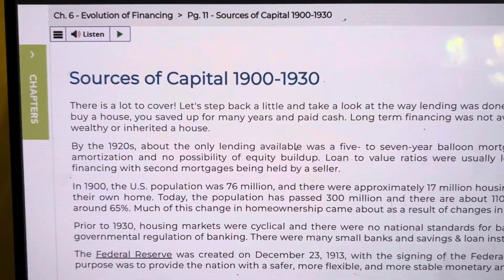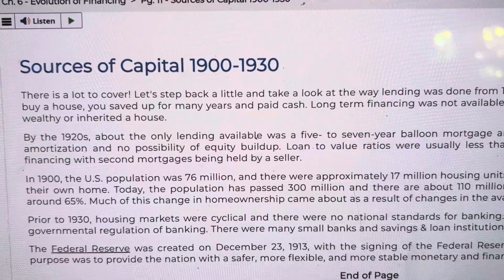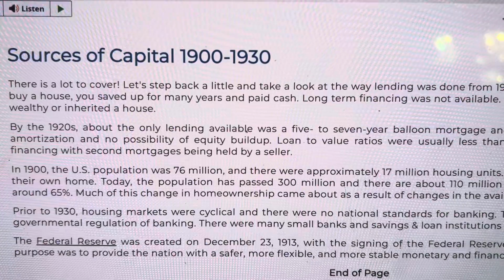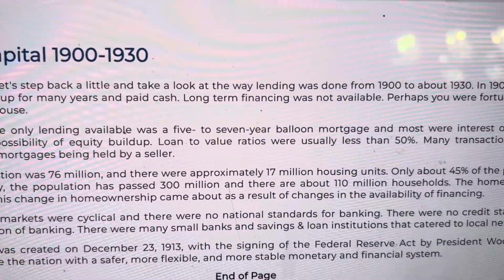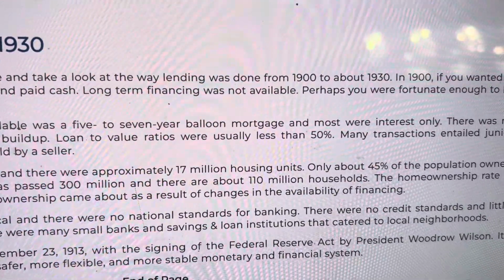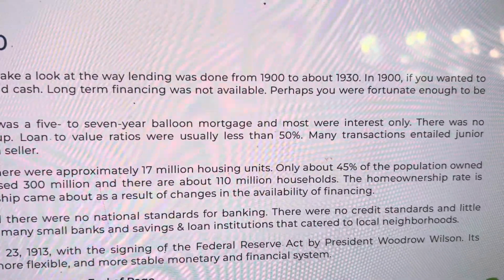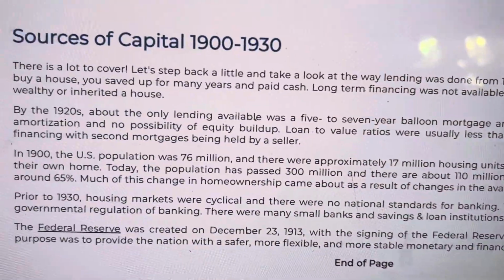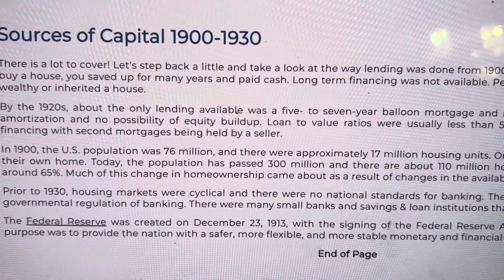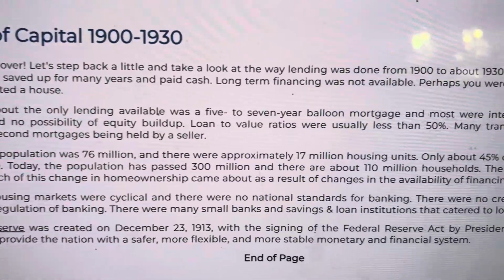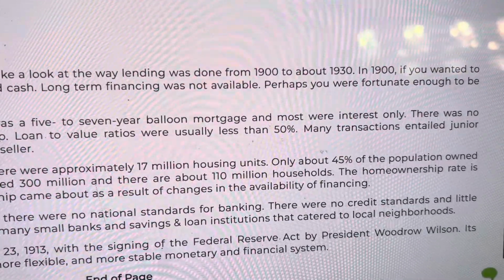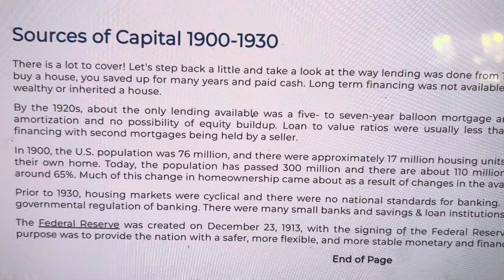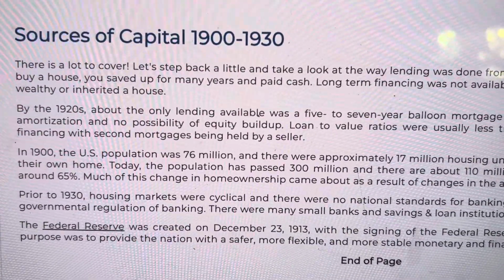Page 11. Sources of capital, 1900 to 1930. There is a lot to cover. Let's step back a little and take a look at the way lending was done in 1900 to about 1930. In 1900, if you wanted to buy a house, you saved up for many years and paid cash. Long-term financing was not available. Perhaps you were fortunate enough to be wealthy or inherited a house.